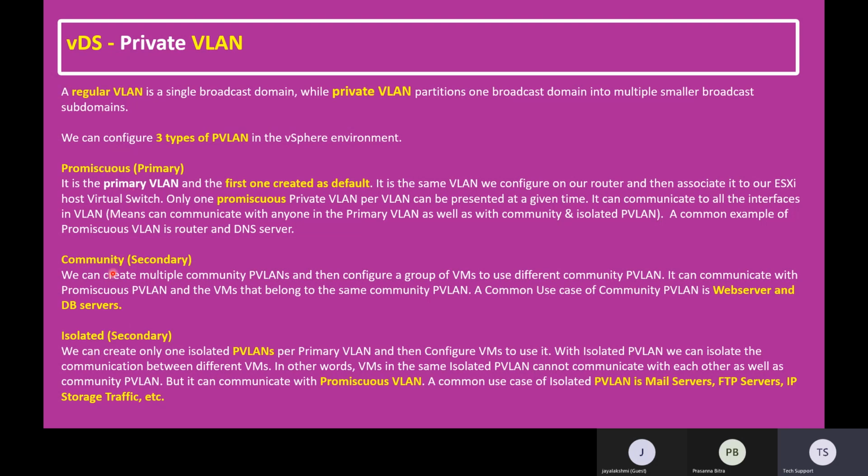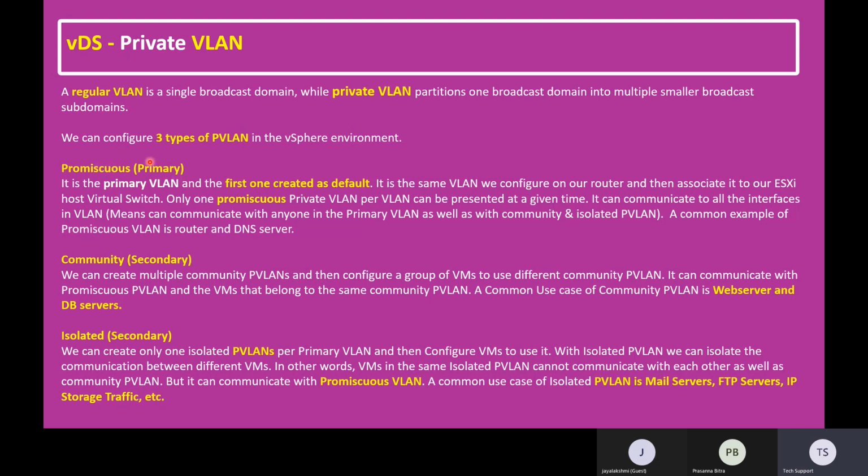I will show you the lab for how to configure this, but we cannot do the test, because if we want to do a test, we must have a physical switch enabled with a private VLAN, or else we cannot do an actual live test. But I will show you the options for how to configure these three private VLAN types.